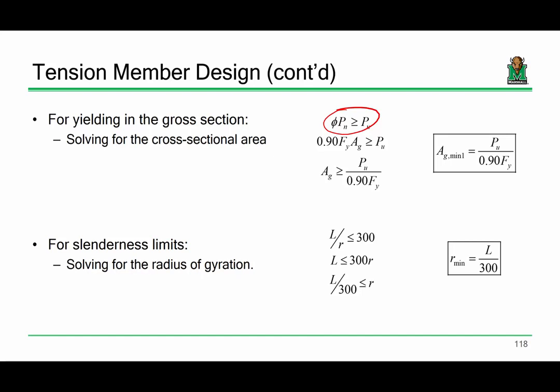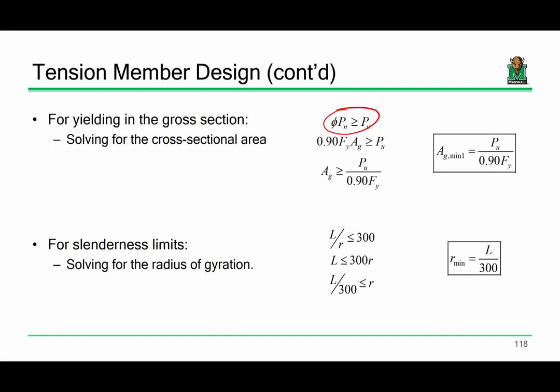Well, if we're talking about yielding in the gross section, what is the factored resistance? It's 0.9 FY AG, right? Well, if I'm in design mode, if I assume a given type of steel, what am I solving for? I'm solving for the gross area. I propose that the gross area has to be greater than or equal to that fraction. So this is a design expression. Got a problem? Got some loads? I can solve for a gross area requirement.